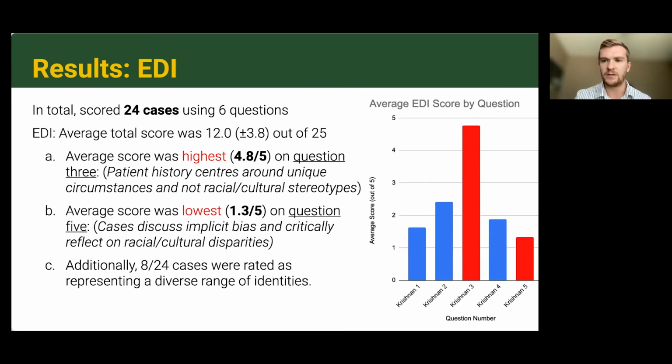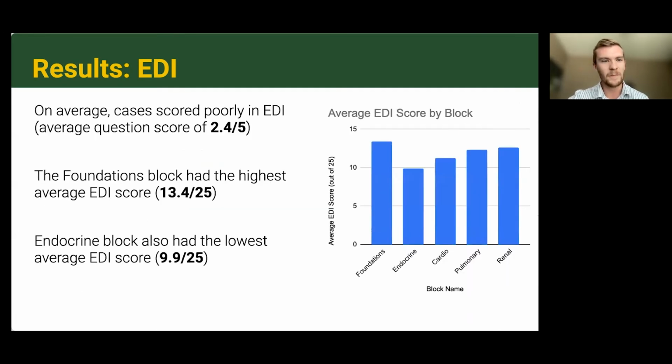And after some discussion between Kuda and myself, we really felt like the cases did not have any opportunity to discuss implicit bias, and that this sort of reflection was not found. This sort of reflection was rarely found among the cases. The last EDI question was just a yes/no question asking if a diverse range of identities was represented in the case. And unfortunately, only 8 out of the 24 cases were scored as yes for representing a diverse range of identities. Next slide, please.